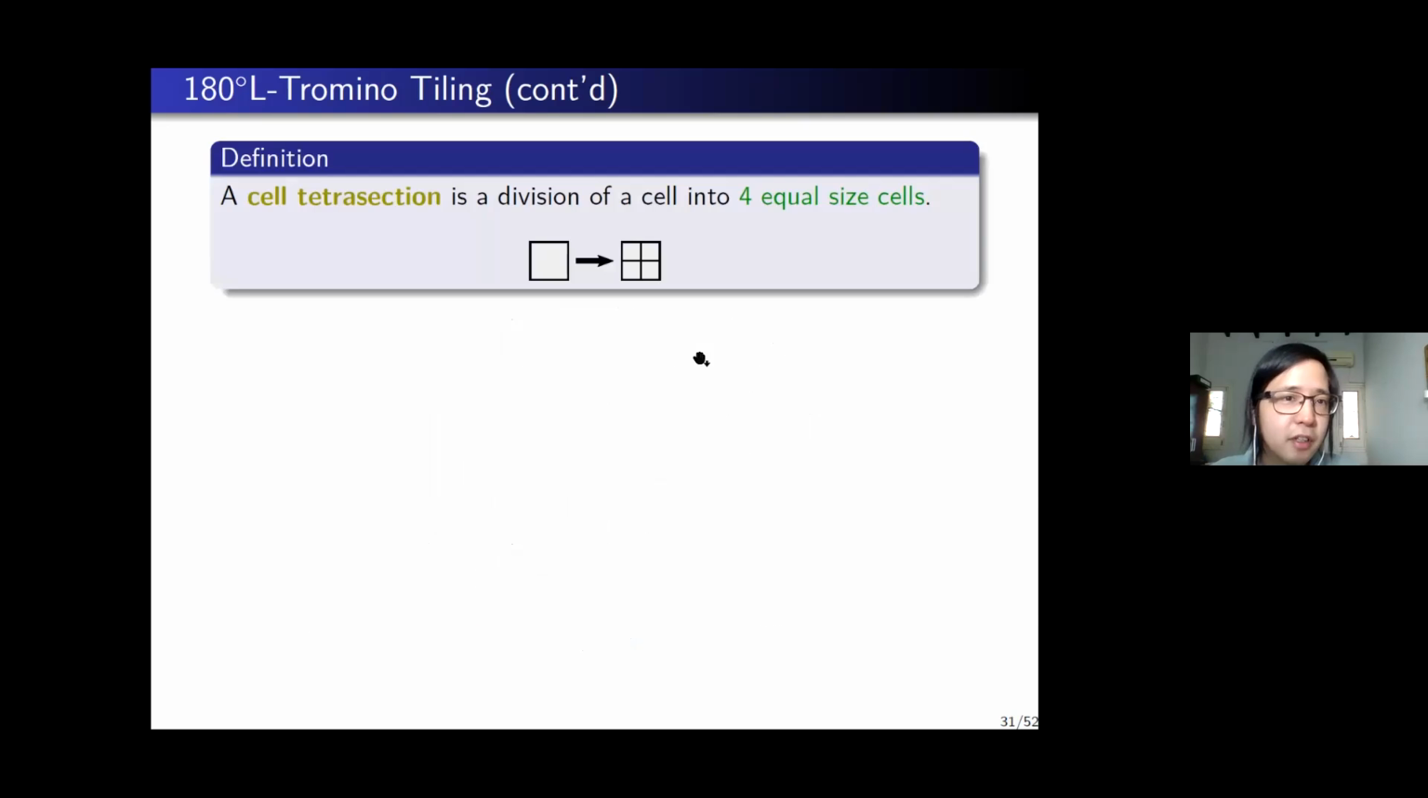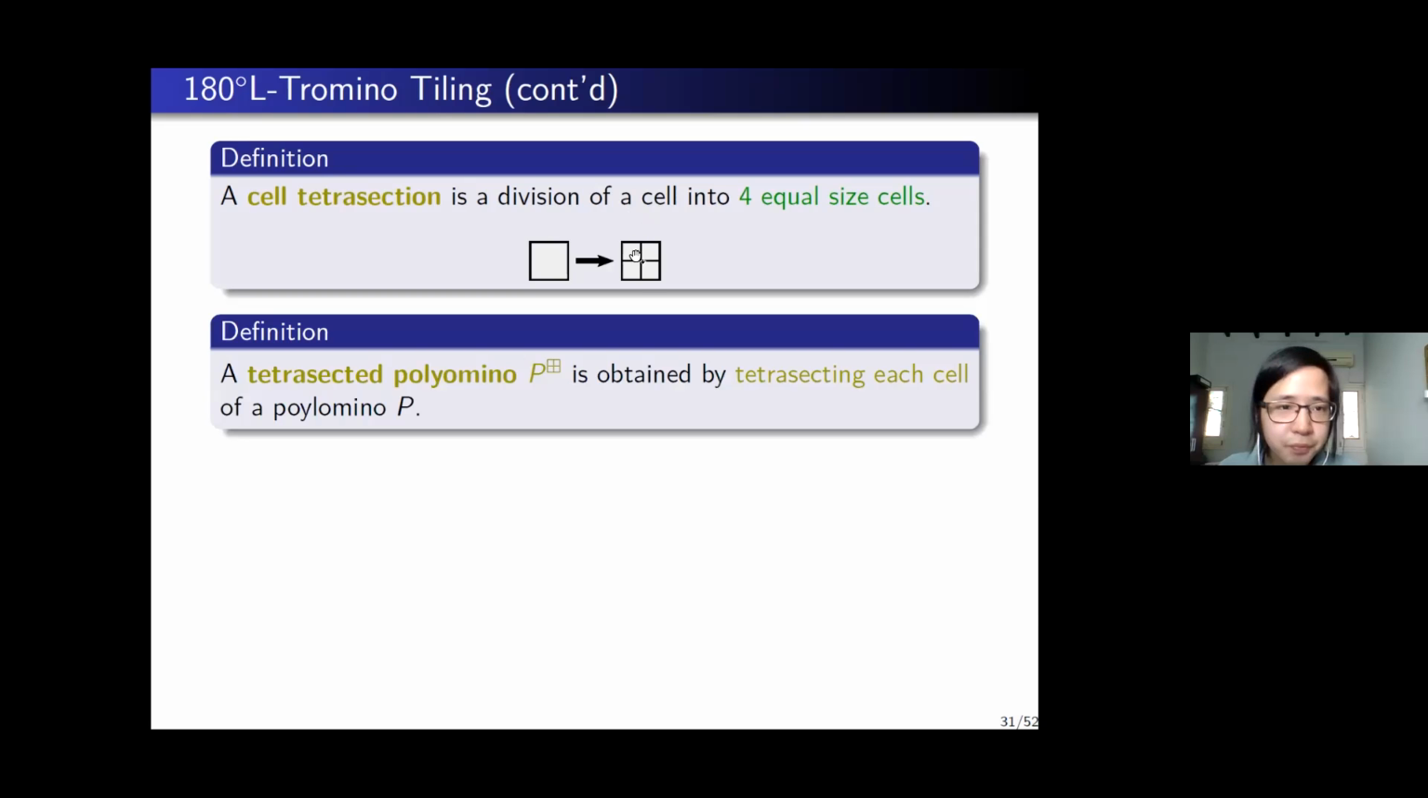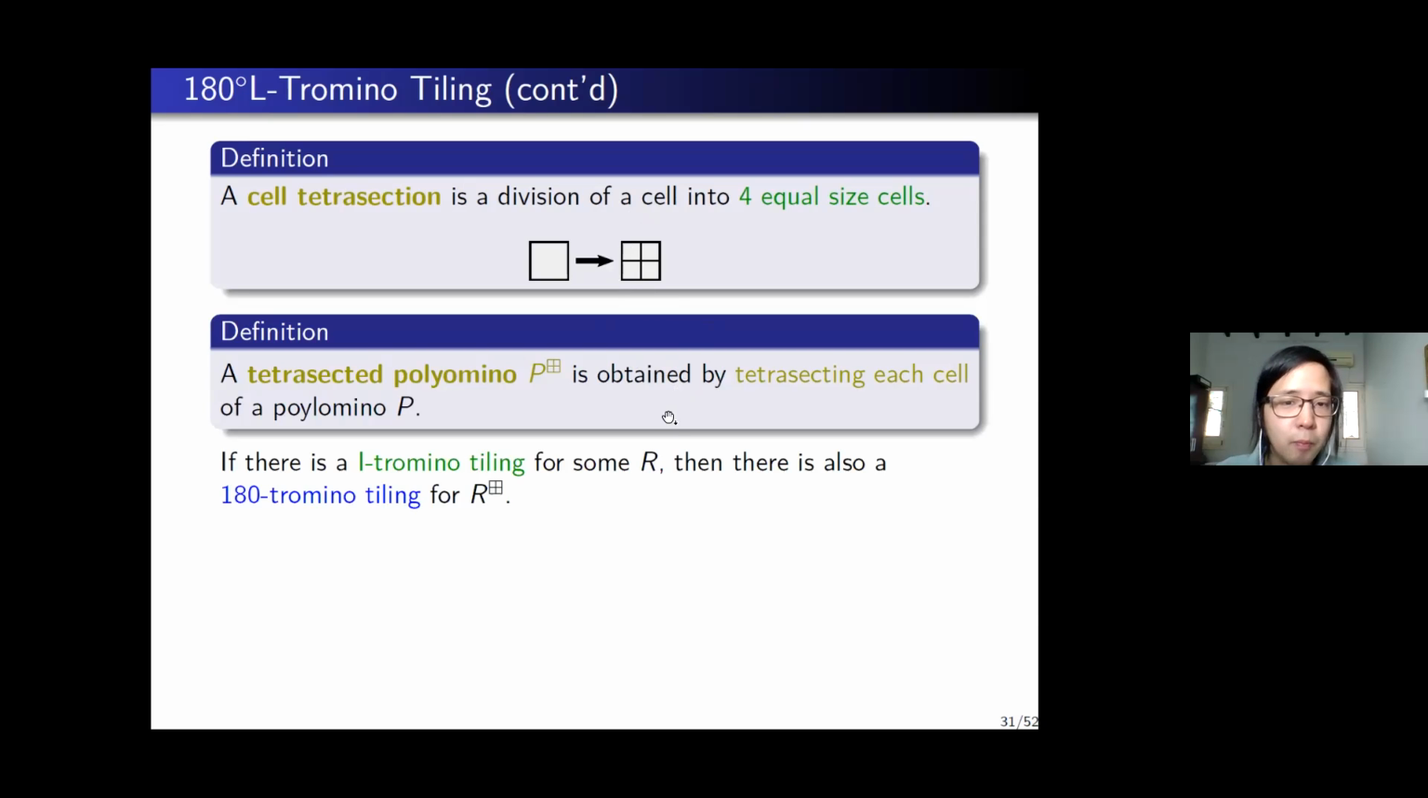Therefore, we have introduced a new operation called tetrasection. Cell tetrasection is a division of a single cell into 4 equal sized cells. And a tetrasected polyomino is a polyomino that is obtained by tetrasecting each cell. So, for example, if we have here an I-tromino, then tetrasecting the I-tromino will be something like this.